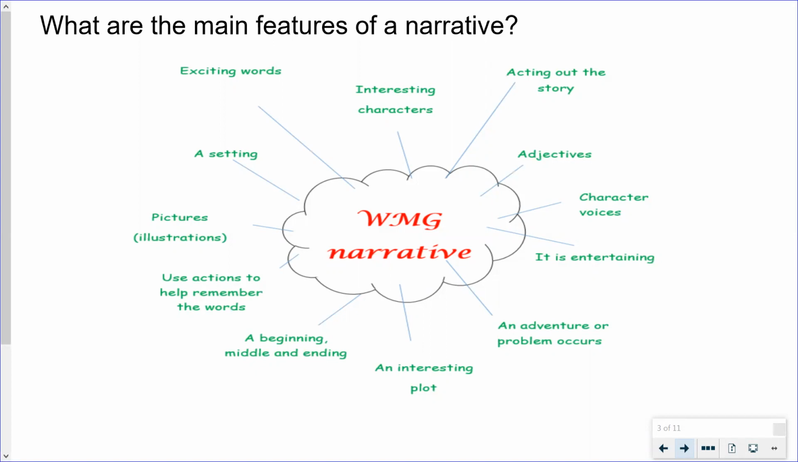A narrative must have exciting characters and a setting. It must have an interesting plot, characters' voices. You must have interesting and exciting vocabulary. You must be entertaining. You must have some pictures. And it must have a beginning, a middle, and an end. The characters need to face a problem or an adventure, and then they need to find a solution to the problem at the end.